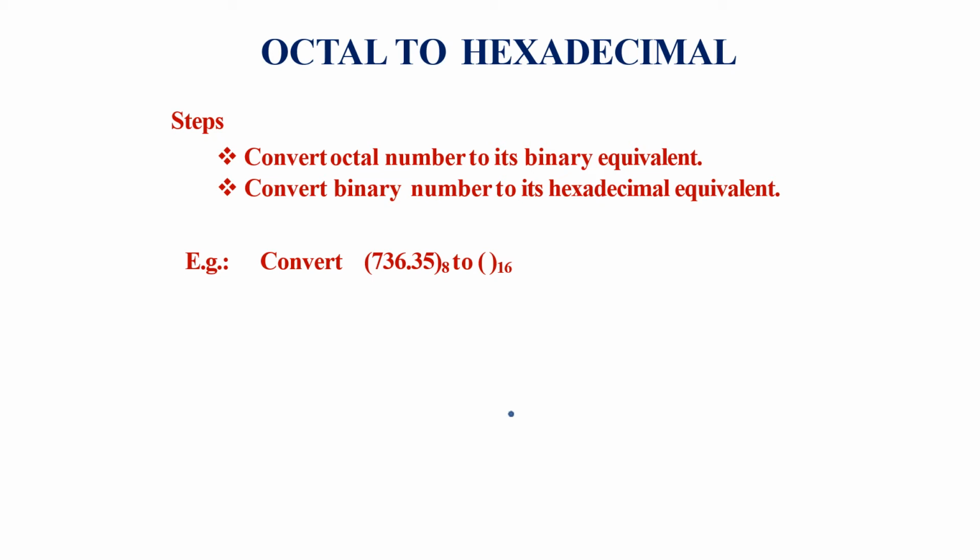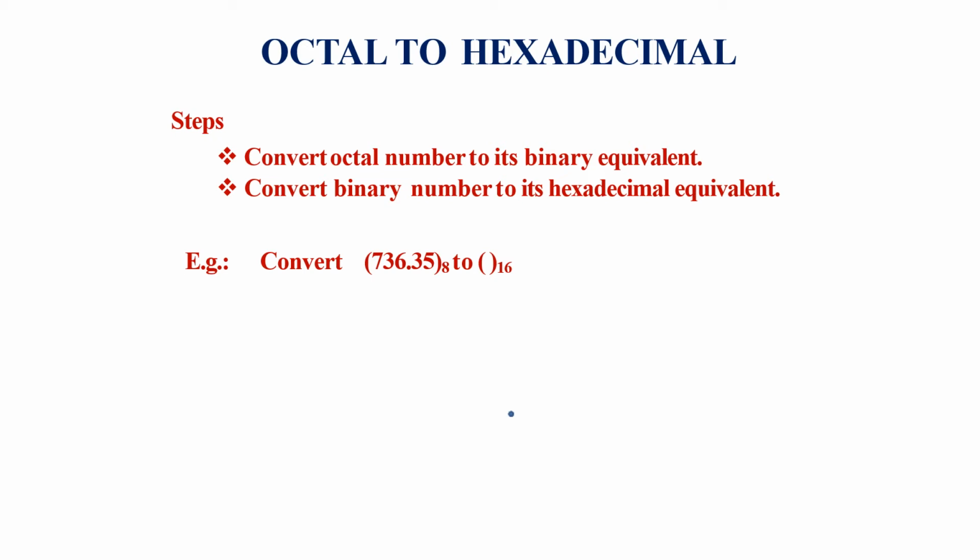So now we are going to convert an octal number to hexadecimal. So the conversion is from octal to hexadecimal, which needs two steps. One is converting the octal number to its binary, and then the binary number to its equivalent hexadecimal. Say, for example, it has 2 steps. So consider this example, convert 736.35 with base 8 to base 16, which means convert the octal number to the equivalent hexadecimal.